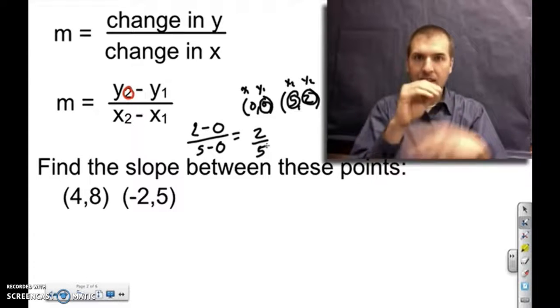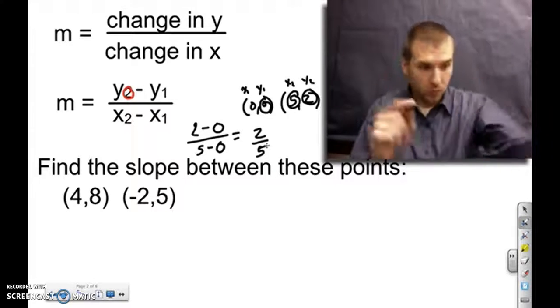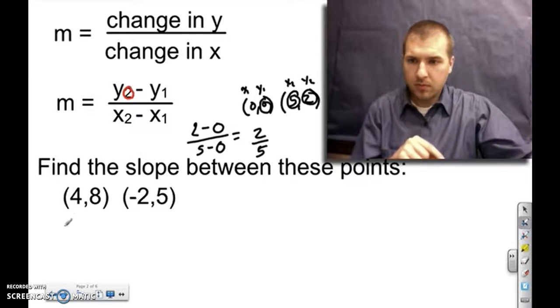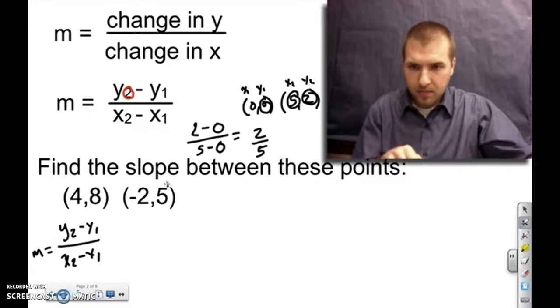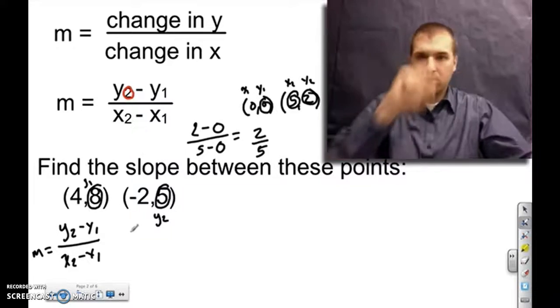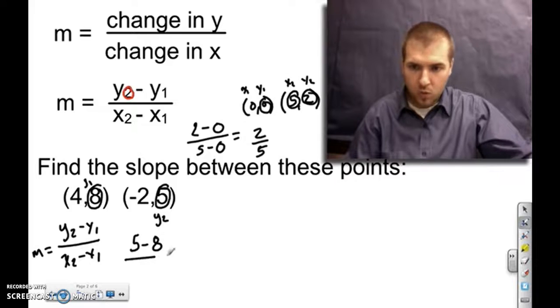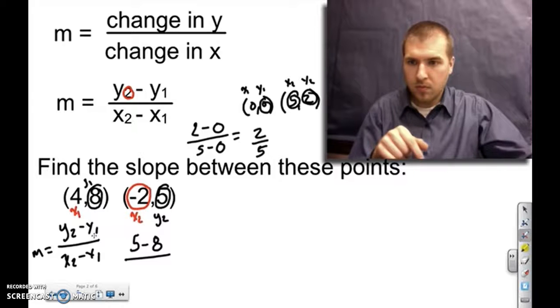The next one gives you 2 points, and we're going to figure out the slope. You could use a graph, or you could use the faster way, which is this equation: y2 minus y1 over x2 minus x1. So y2 is 5, y1 is 8. So 5 minus 8 over x2, which is -2, minus x1, which is 4. So -2 minus 4.